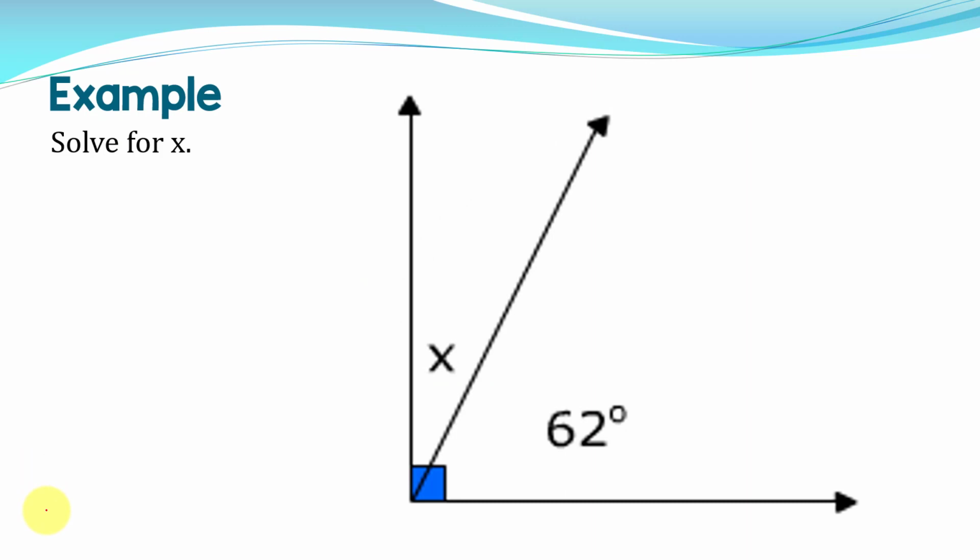Okay, so in this example, what would the missing value be? We've got a right angle indicator and a missing angle, so we simply know that all of it equals 90. So for the missing value, we would take away the 62 from 90, and we would get 28 degrees for our missing angle here.